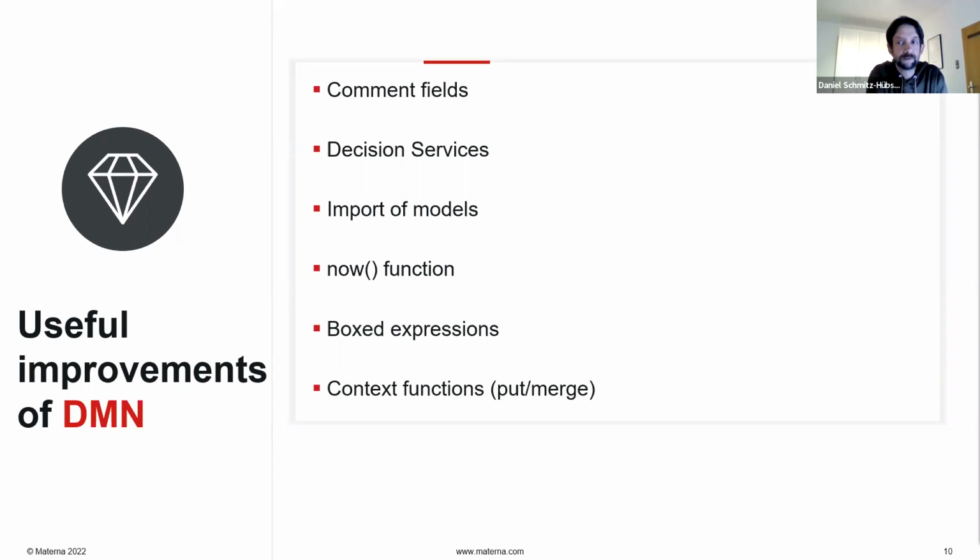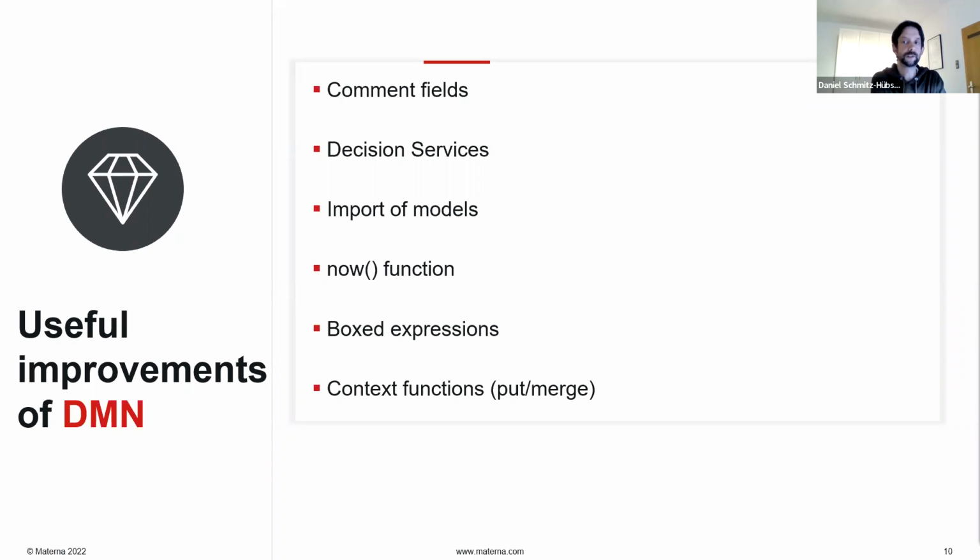Because even FEEL and the diagram isn't as self-explaining as some would think. So they want to help the colleagues and themselves for better understanding and write in prose some small comments on, for example, context and decision tables and so on. And this is something that we see as really useful.